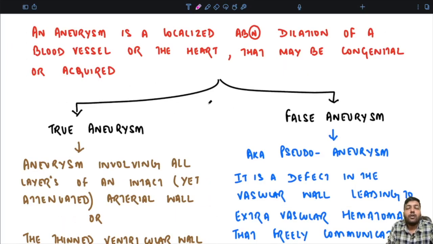So first we are going to read about aneurysm. What is an aneurysm? What is the definition? An aneurysm is a localized and abnormal dilatation of a blood vessel or the heart that may either be congenital or acquired.